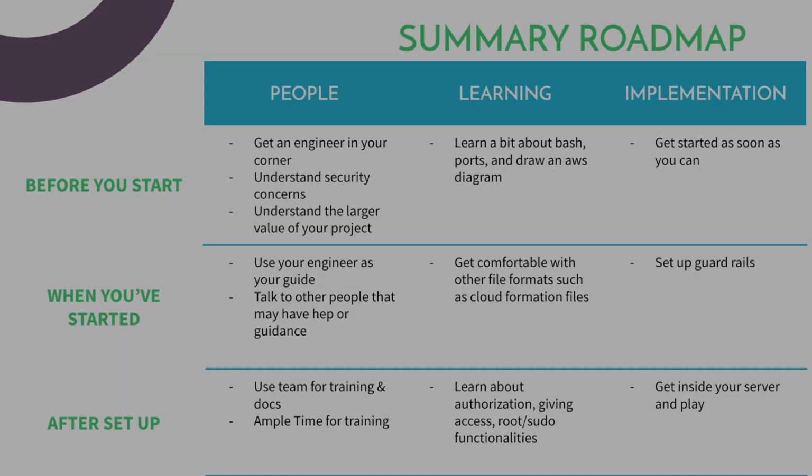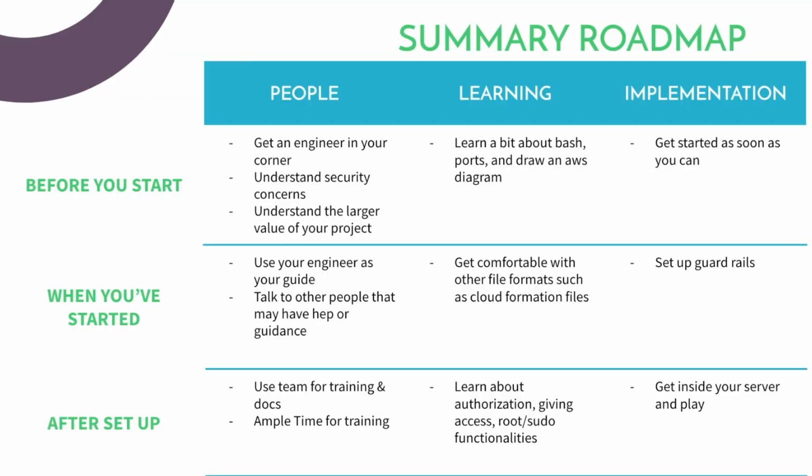All right, so this is my entire system for setting up a data engineering project as a data scientist. So before you start, partner with an engineer and understand their security concerns, as well as the larger value that your project brings to the entire team. Learn a little bit about Bash, about ports and network administration, and draw out your AWS infrastructure diagram on a piece of paper. And when you're ready to implement, get started as soon as you can. Throughout your project, use your engineer as a guide. Get comfortable with different data formats and set up guardrails in case of failure.